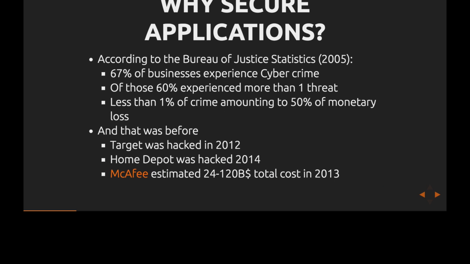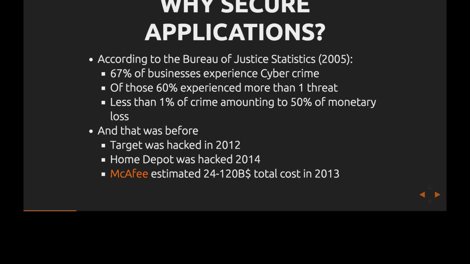So why secure applications? According to the Bureau of Justice Statistics, a department in the Department of Justice, in 2005 they published a document which outlined different security vulnerabilities and how much damage they did. I tried to find something newer, but unfortunately they're all classified, which I guess is a good thing that happens when you interact with the federal government. But apparently, of the businesses that they surveyed, I think it was about 2,000 businesses, 67% of them had been exposed to some type of cybercrime.